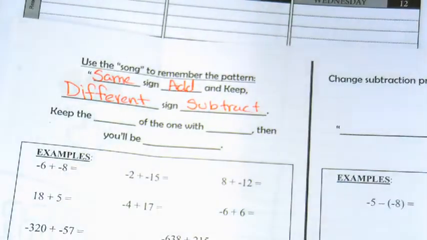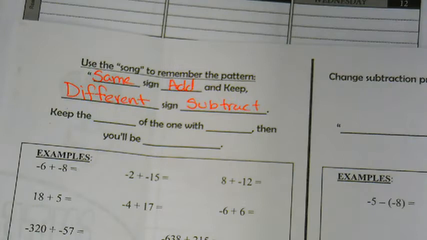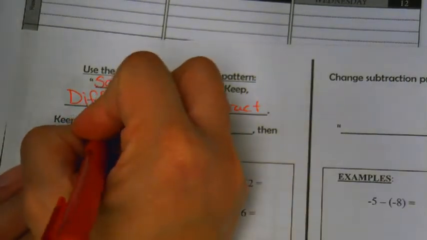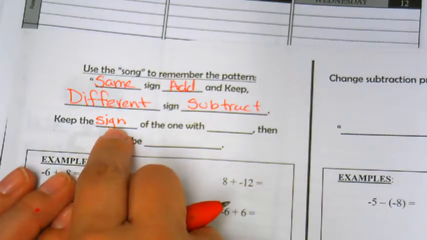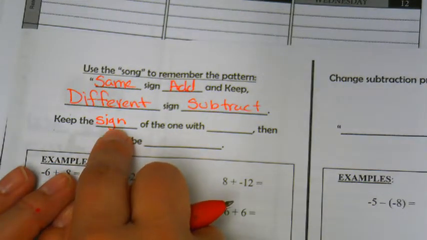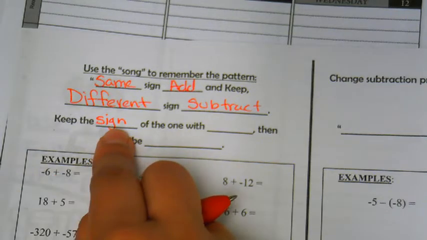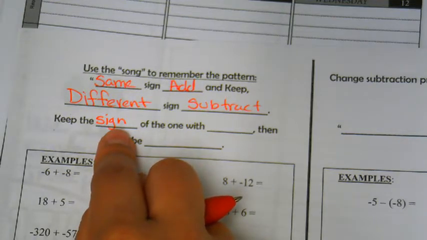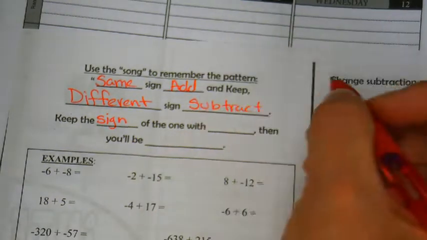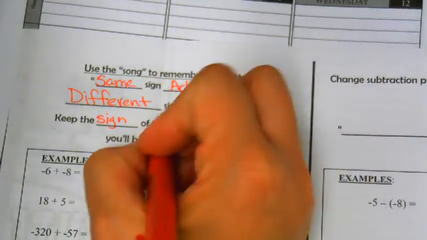You should have looked at those problems and gone, oh, are they the same? Add. Oh, are they different? Subtract. Keep the sign of the one with more. Yeah, that's what I said second period. Second period said that it's not supposed to be sign, but one. Keep the one with more. That makes sense. Guess what I wrote on my paper? Keep the sign of the one with more. Then you'll be exact.